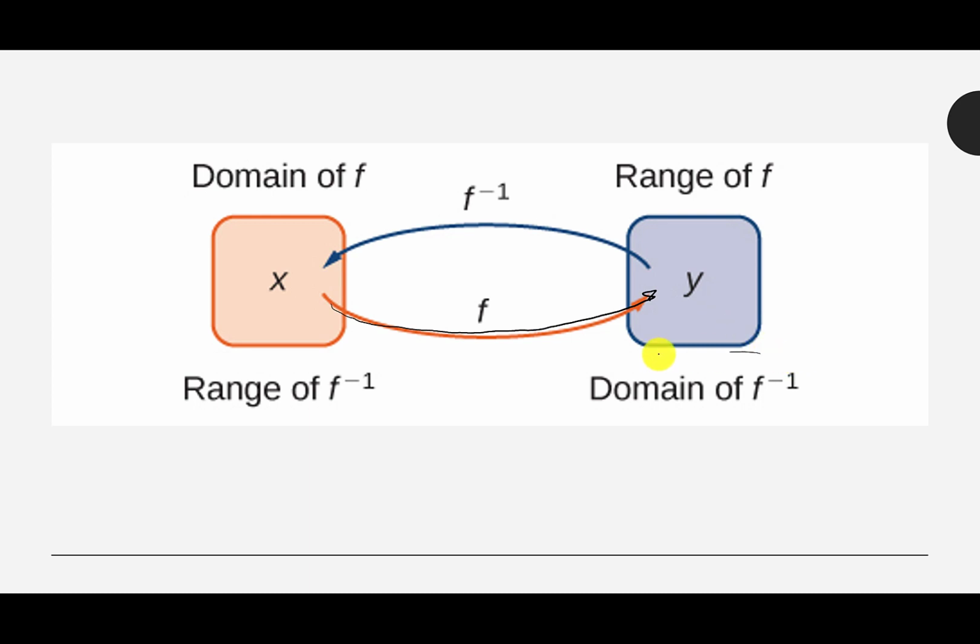Then f inverse comes along. Its domain was this range of f, and we send everything back to where it started. So it's very cyclical in its operation. We send something over, we send something back.